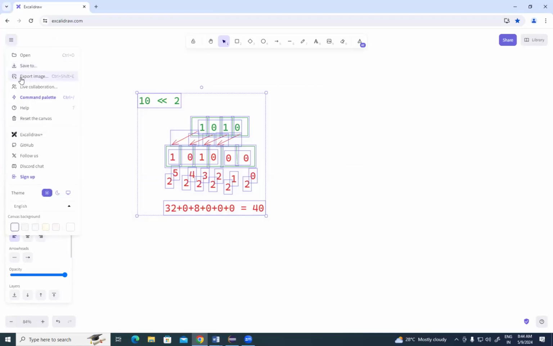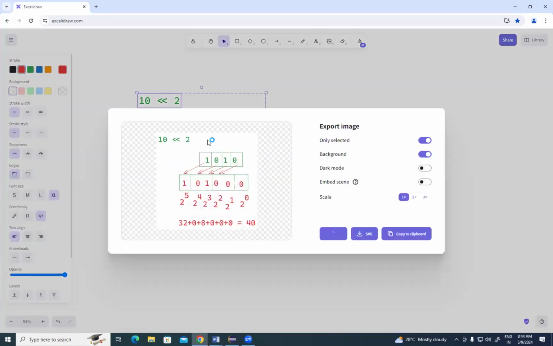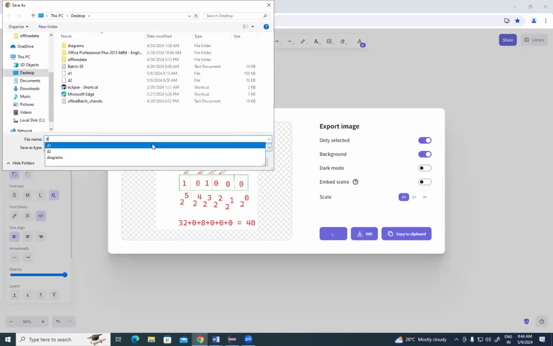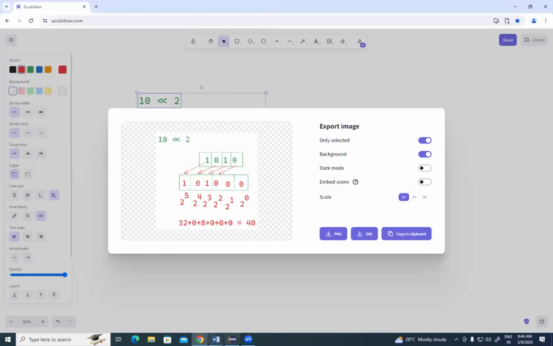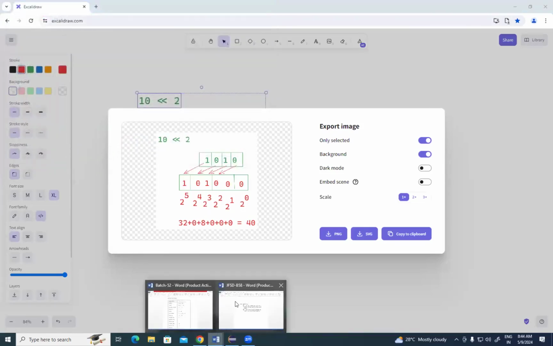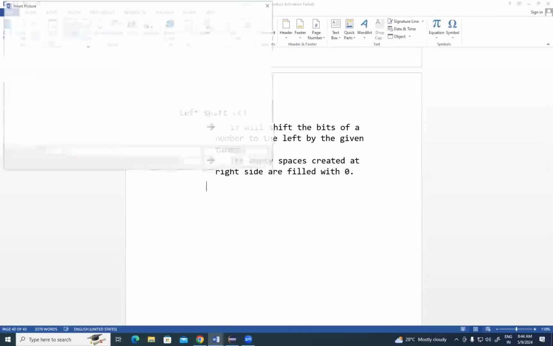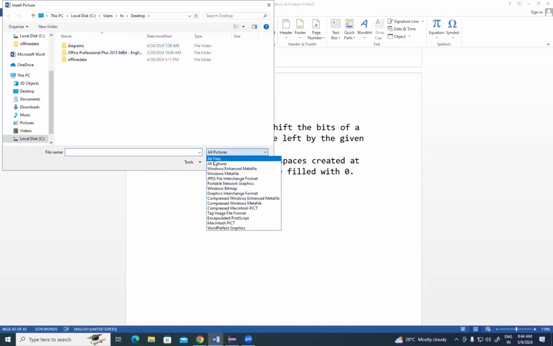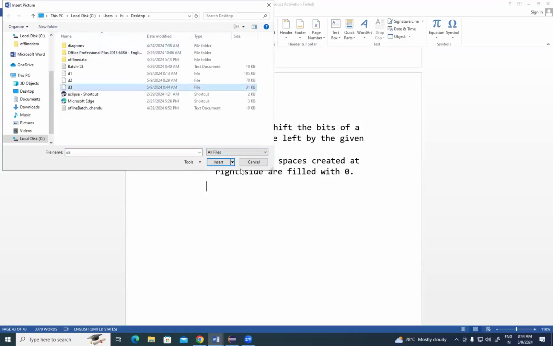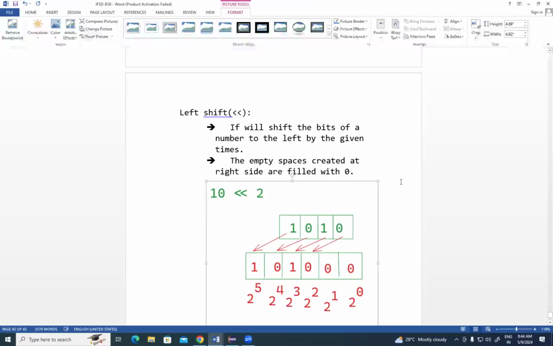Folks, I am just going to copy the diagram and put the diagram into the document. First, insert the diagram here. Now, can you understand by yourself about right shift now? So please try to learn right shift by yourself.